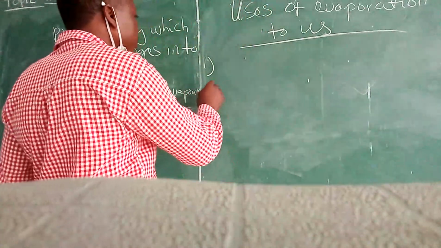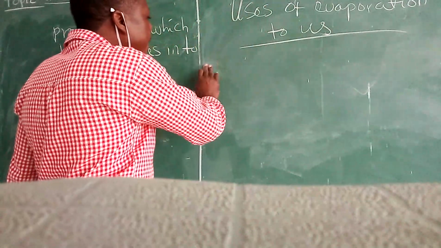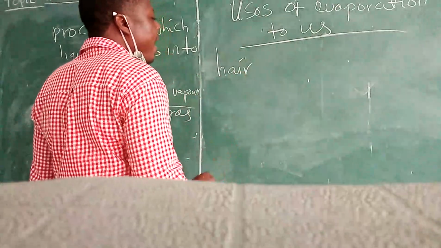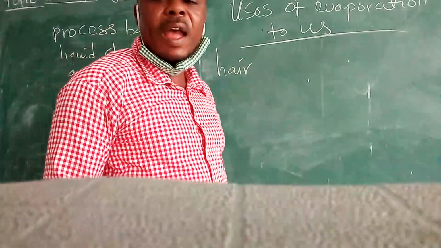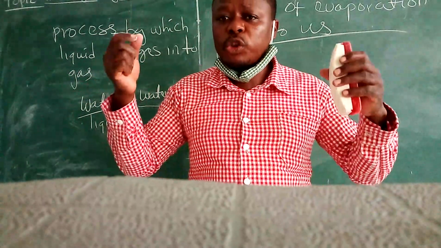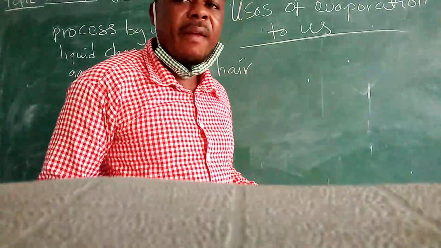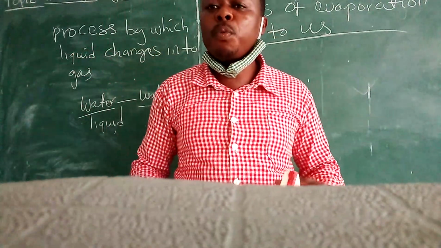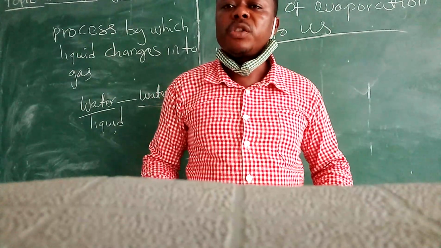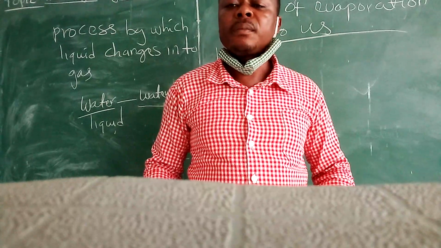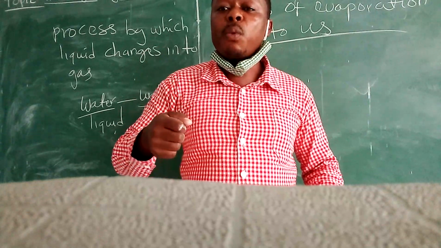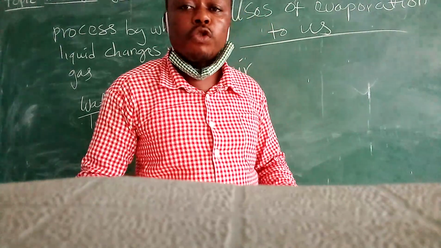Evaporation too helps to dry our hair. How does evaporation dry our hair? When you go to a hairdressing salon and you wash your hair, after washing, the air pressure machine is used to blow off the water from your hair so that the water will evaporate and your hair will become dry.